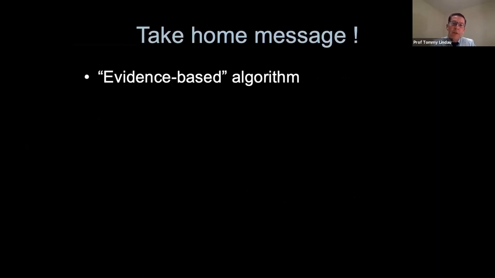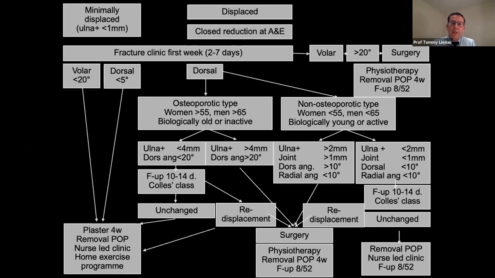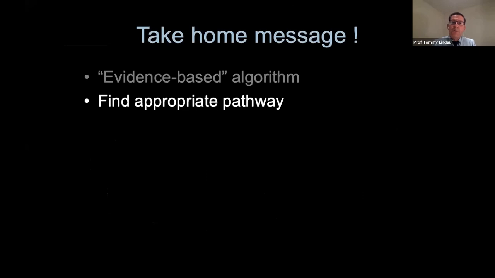So take home message. This is an evidence-based algorithm, but as you have noted, there are quite a few situations where evidence is not strong, it's possibly weak, and sometimes insufficient. So in spite of this algorithm, we may struggle, but this algorithm is, in my view, as good as it gets to direct your patient through all these boxes to find out what to do with this particular person. So find your appropriate pathway, look at all the boxes and decide where are we going.